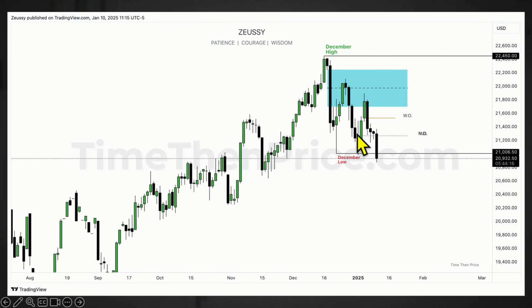Notice that I've annotated the monthly and yearly open right here, and what you can see is that when we open up for this new year of 2025, the market initially repriced lower. Nasdaq took out the December low, and it took out sell-side liquidity engineered below this low.